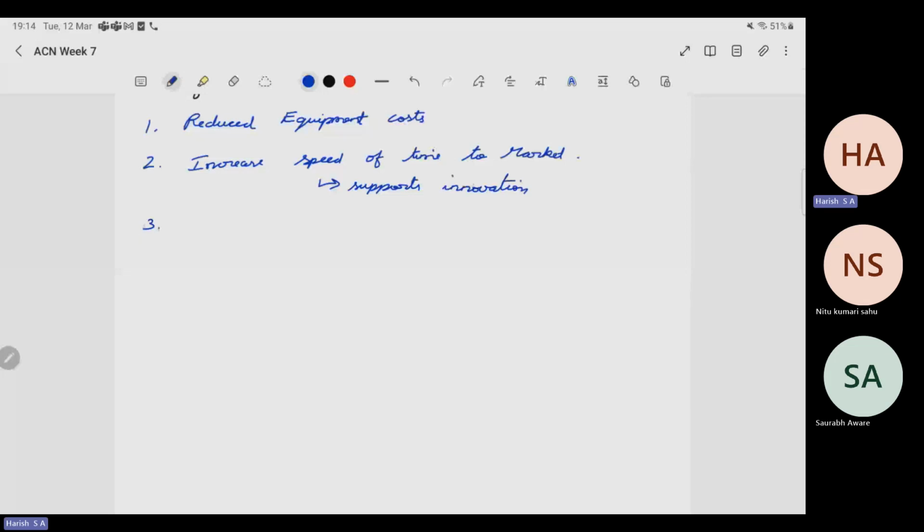The third one is, it encourages openness and coexistence of ecosystems. Right?